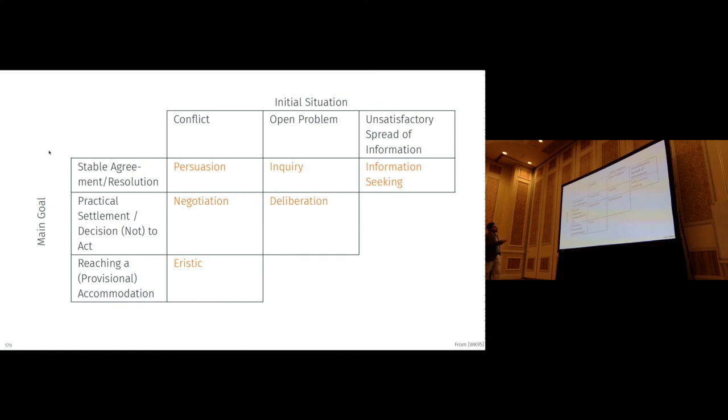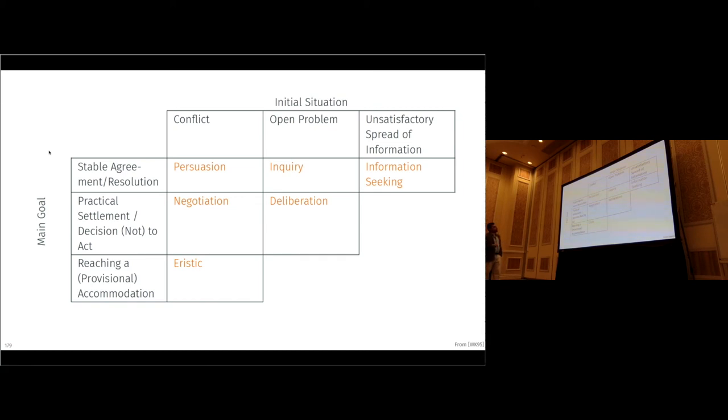And Walton and Crabb discussed this type of dialogues on the basis of what is their main goal and what is their initial situation between the different participants. So if you want to achieve a stable agreement or a resolution and you start from a conflict, then what you are trying to do is essentially persuade one party of the benefit of one solution. For instance, this is behind work that colleagues in UCL are doing in order to support behavioral change for benefit of society, like persuading people to do more activity or reducing their intake of calories or smoking by the means of argumentation.